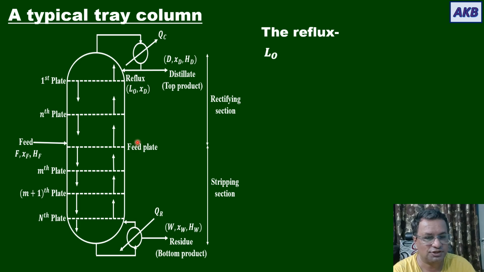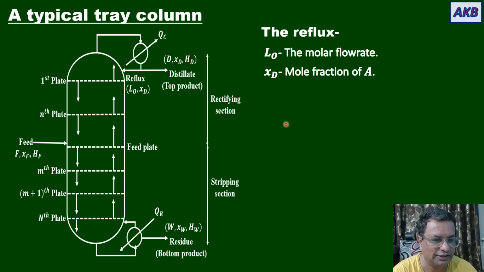Then the reflux stream, molar flow rate is L0. XD is the mole fraction of A in it, and you might have noticed that the mole fraction of A in reflux is the same as that in the distillate. You can easily understand: once the condensate is coming out of the condenser, it is simply divided into two parts. There is no composition change. It is just divided into two fractions. That's why in reflux also the mole fraction of A will be XD, same as that in the distillate.